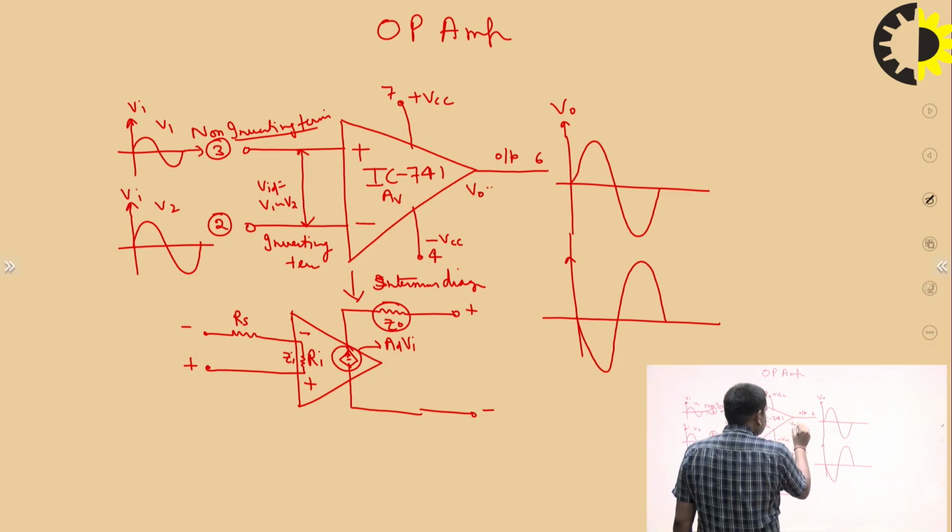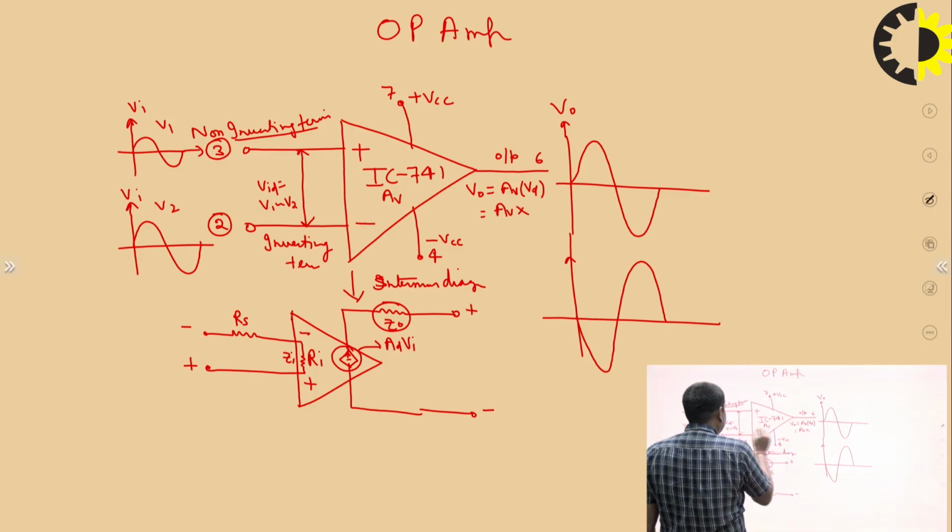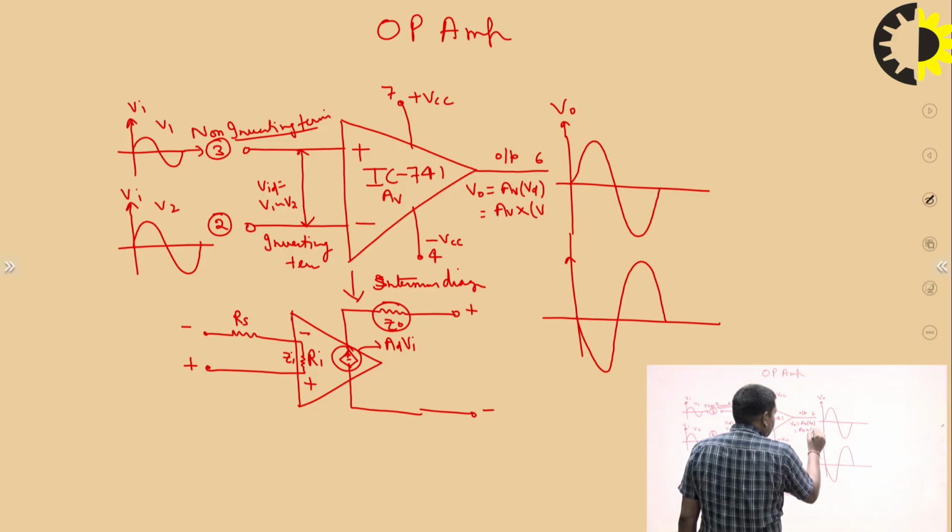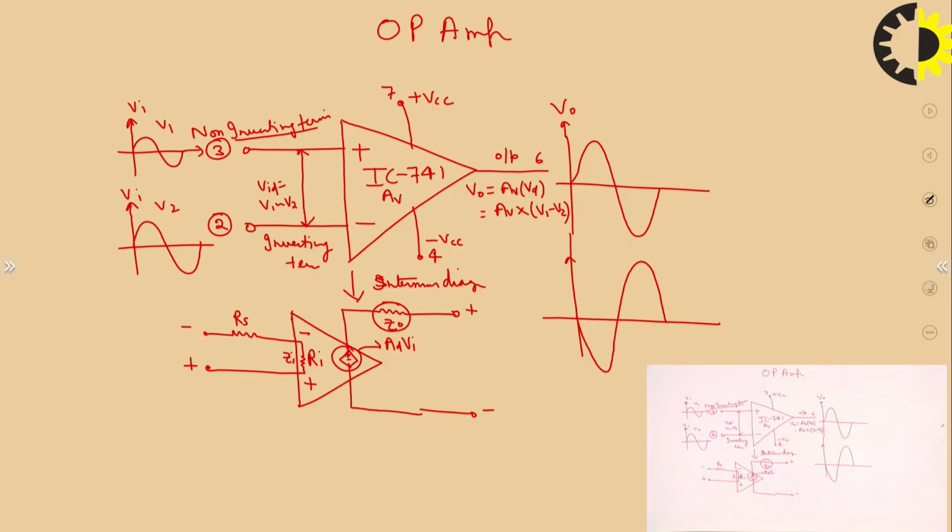The output is the gain into the input signal, that means the difference signal: AV into VD, where VD, or VID, is V1 minus V2. So this is the basic operation of an operational amplifier.